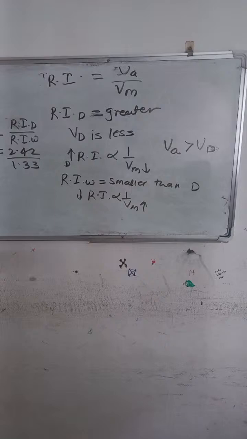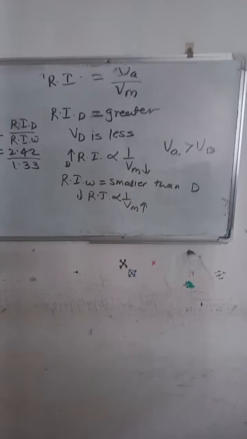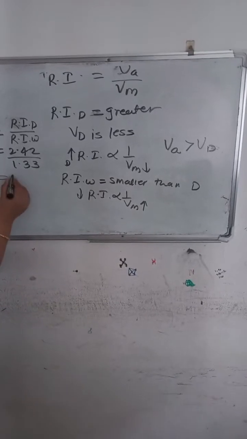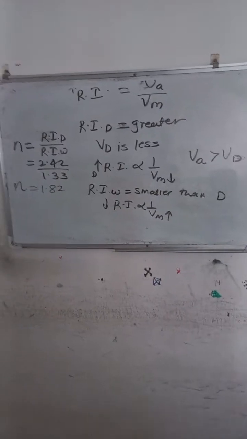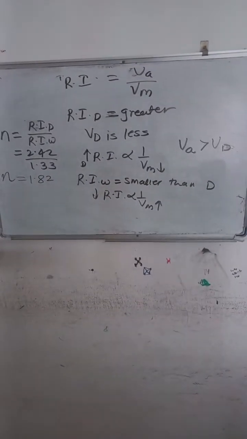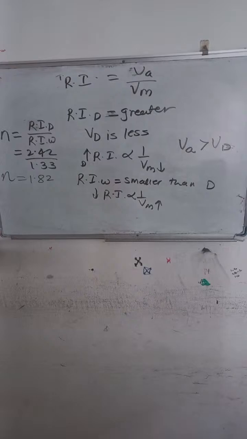So check the answer, how much it will come. If you calculate, you will get 1.82 as the refractive index of this. Okay, so these are the probable questions from this chapter. I covered almost all the numericals from this chapter. Check once and go through all the questions once again. Tomorrow I will take another chapter. Okay, so I'll end this session.